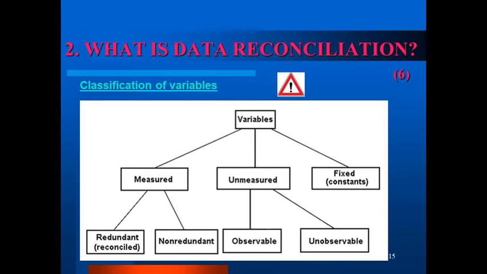There are 3 important consequences of the classification. The first, if the redundant measured variable is not measured, it becomes the unmeasured observable. The second consequence concerns measured nonredundant variables. If the nonredundant measured variable is not measured, it becomes unobservable. This holds also in the opposite direction. If the unmeasured unobservable variable is changed to the measured one, it is nonredundant.